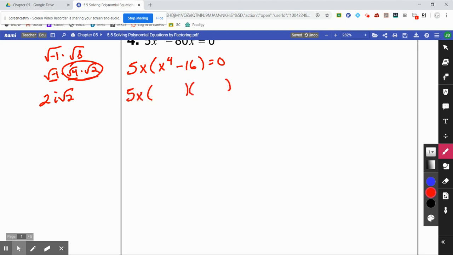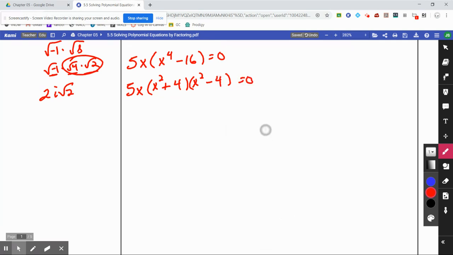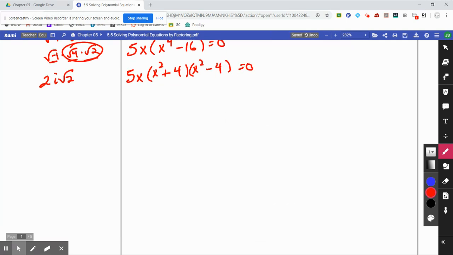X to the fourth minus 16 is a difference of squares, which factors into conjugates. X squared times itself gives you x to the fourth, and 4 times itself gives you 16. Now you have 2 options. If you would like to, you could factor this again, and I'm going to, but you don't have to. Once you get to x squared minus 4, you can actually stop there and set it equal to 0. But I am going to factor it again.